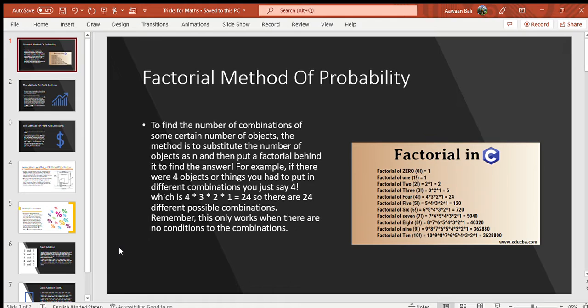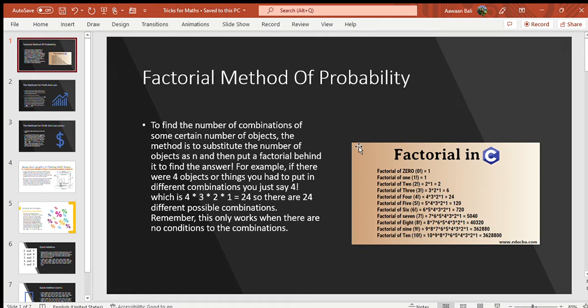Today we're going to be covering a little small PowerPoint which covers some tricks and methods for maths. And they are very useful, so it'll be better for you to use them when some kind of question appears. So, factorial method of probability.